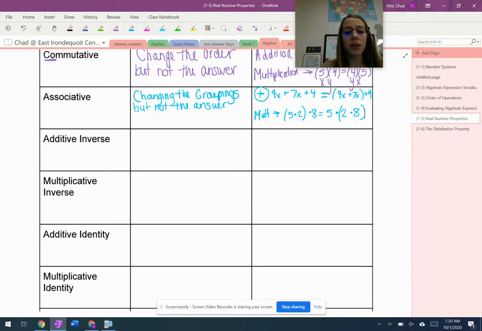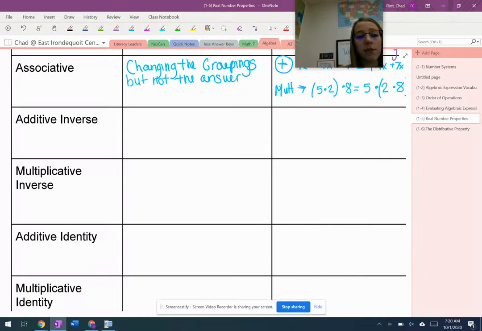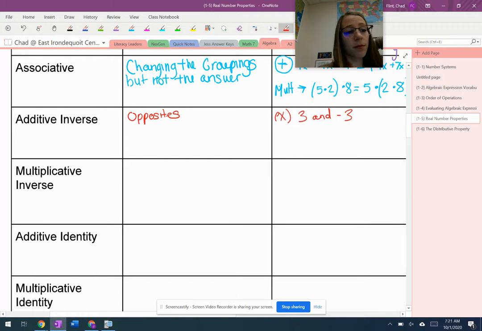The next two we're going to look at are the inverse properties, the additive inverse and the multiplicative inverse. So the additive inverse, which we definitely covered in 7th grade, are those opposites. So, for example, 3 and -3 are opposites of each other. When we're looking at additive inverses, there's some important facts here.